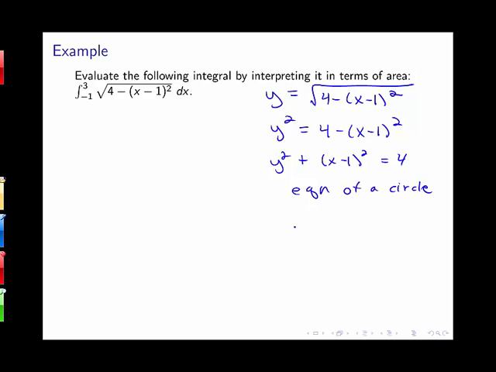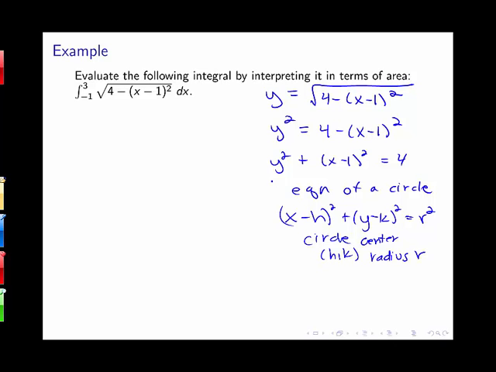So remember, in general, the equation of a circle, x minus h squared plus y minus k squared equals r squared, is a circle with center h comma k and radius r. So for our example, we have a center at 1 comma 0 with a radius of 2.